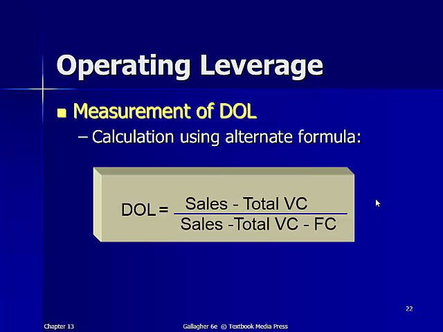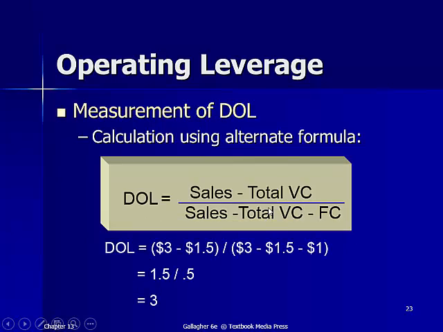Now we have an alternate formula for this, using the base year, the year 1 figures from which those percent changes were computed. If we take the sales minus the total variable costs, divide by the sales minus the total variable cost minus the fixed costs, all these numbers coming from year 1, you'll see that we get 3 million minus 1.5 million over 3 million minus 1.5 million minus 1 million equals 1.5 over 0.5, which equals 3.